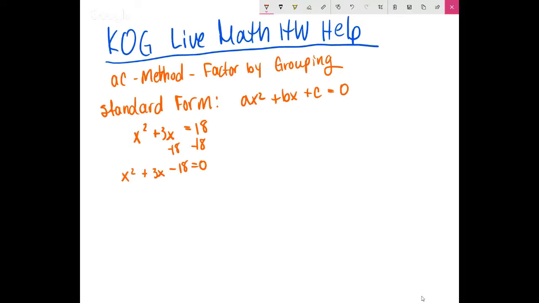Okay, so standard form it is. What we're going to do now is identify our A, B, and C. Like I said before, if you don't see a number in front of x squared, that means it's 1. Okay? That's something called invisible math.